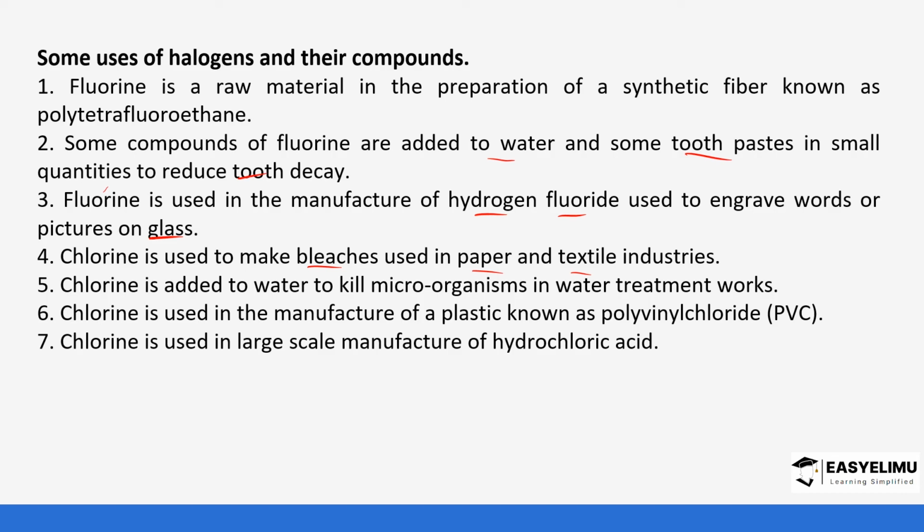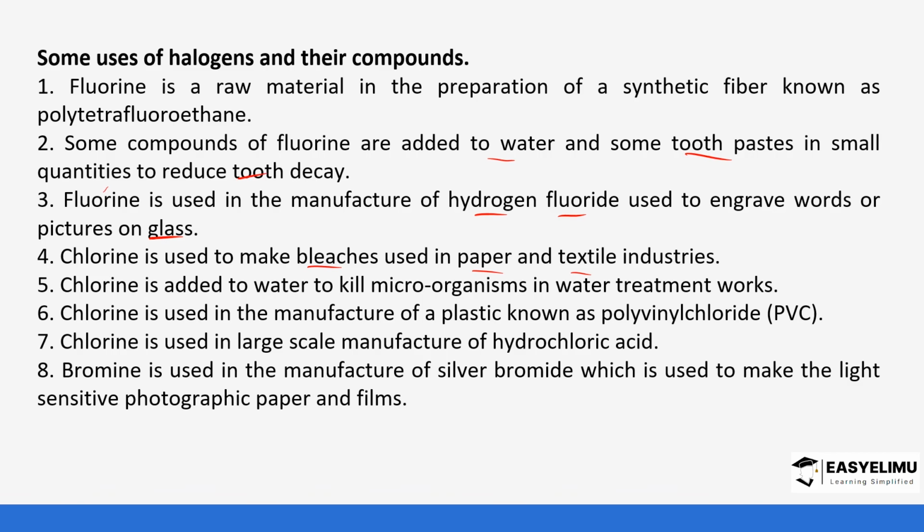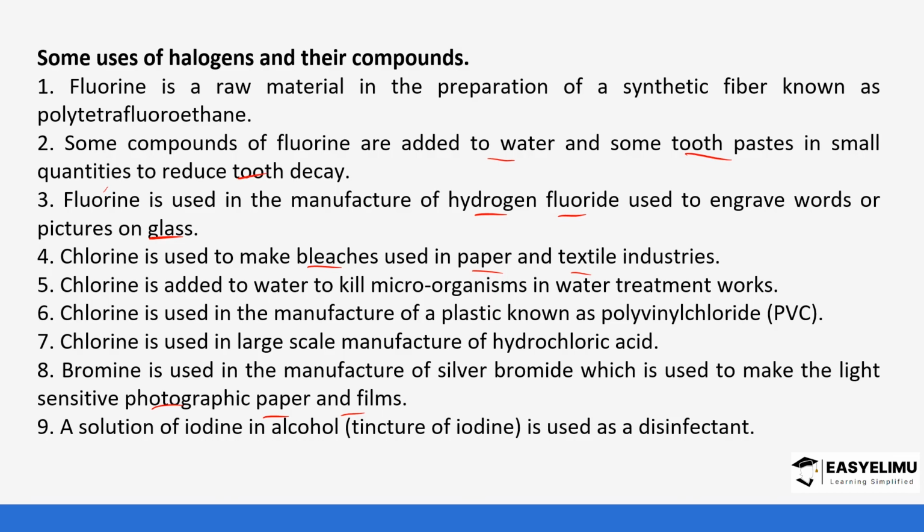Chlorine is used on a large scale in the manufacture of hydrochloric acid, and bromine is used in the manufacture of silver bromide, which is used to make photographic papers, especially the ones that are sensitive to light. Then iodine is used as a disinfectant. So we know that from when you go to the hospitals, you usually see a solution of iodine that is poured on wounds, and this iodine is usually dissolved in alcohol.